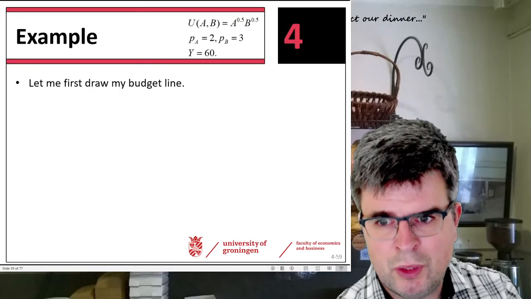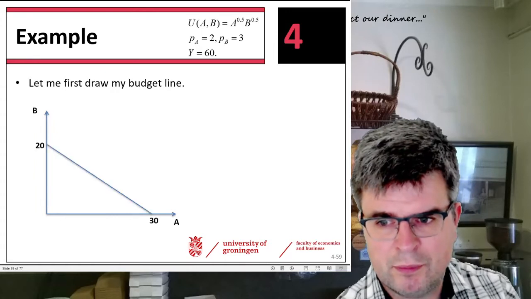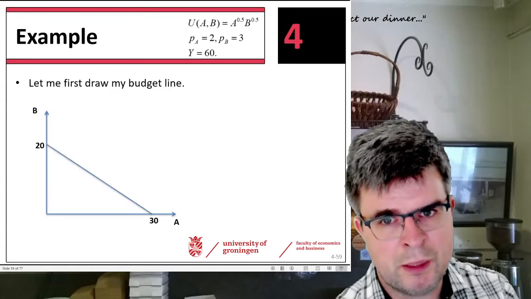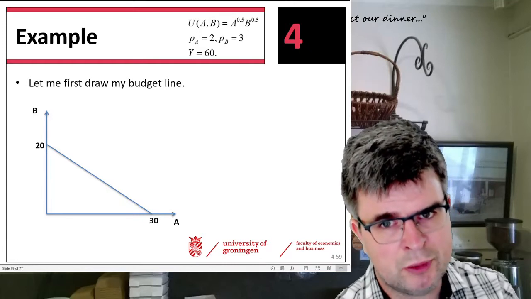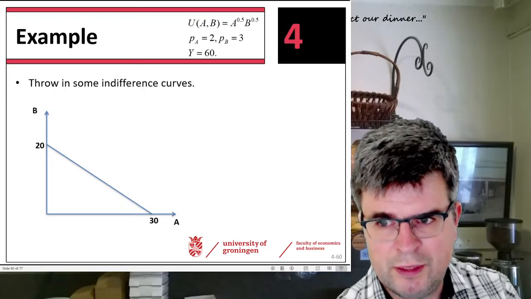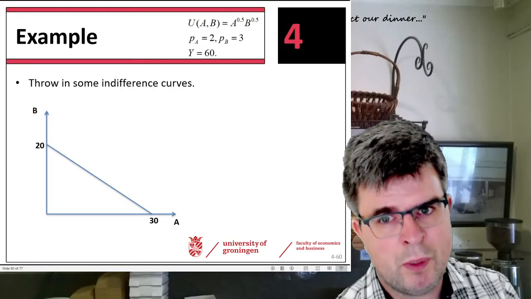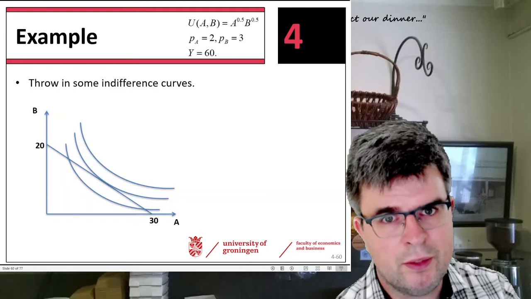And we first draw the budget line. So let's do that. We have apples and bananas, and if we spend all our income on bananas, we can buy 20. If we spend income of 60 on apples only, we can buy 30 apples. So this is the budget constraint. Now we throw in some indifference curves given by our Cobb-Douglas utility function. There they are.